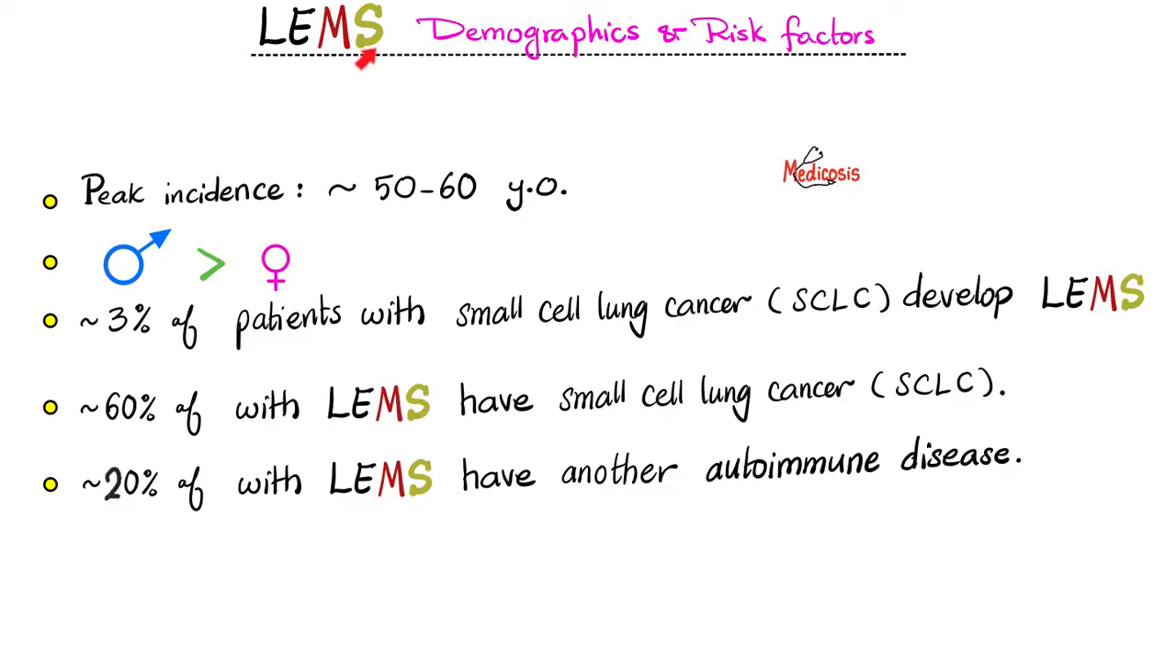Epidemiology of Lambert Eaton Myasthenic Syndrome. The peak incidence is between 50 and 60 years of age. It's more common in males than females, but myasthenia gravis was the exact opposite. Myasthenia gravis was more common in females. About 3% of patients with small cell lung cancer develop Lambert Eaton Myasthenic Syndrome. From the other perspective, 60% of patients who have Lambert Eaton Myasthenic Syndrome have small cell lung cancer.